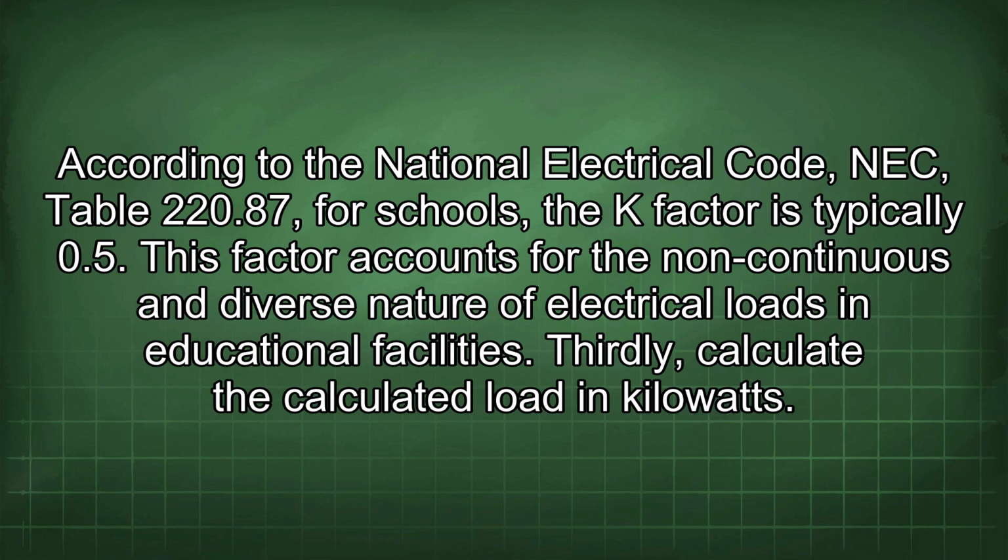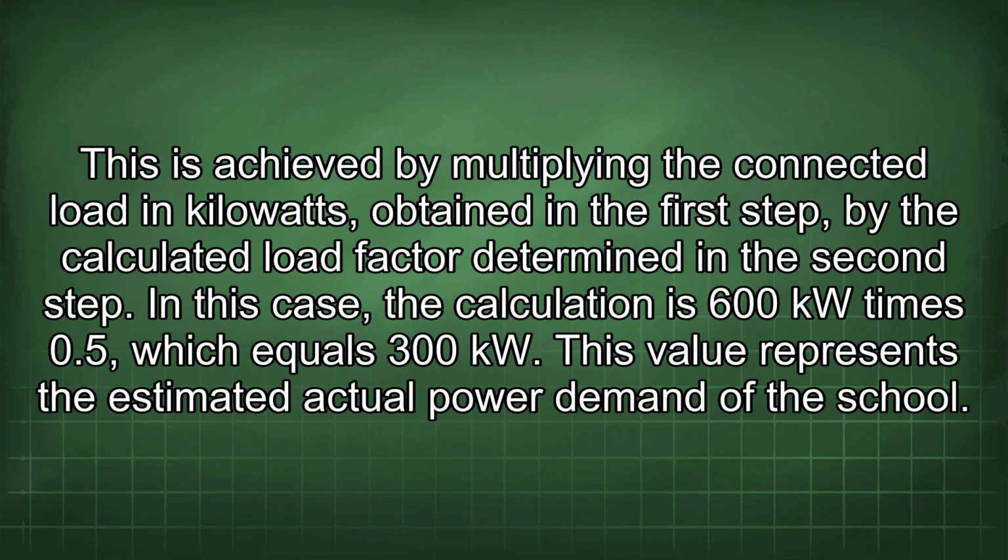Thirdly, calculate the calculated load in kilowatts. This is achieved by multiplying the connected load in kilowatts, obtained in the first step, by the calculated load factor determined in the second step. In this case, the calculation is 600 kW times 0.5, which equals 300 kW. This value represents the estimated actual power demand of the school.